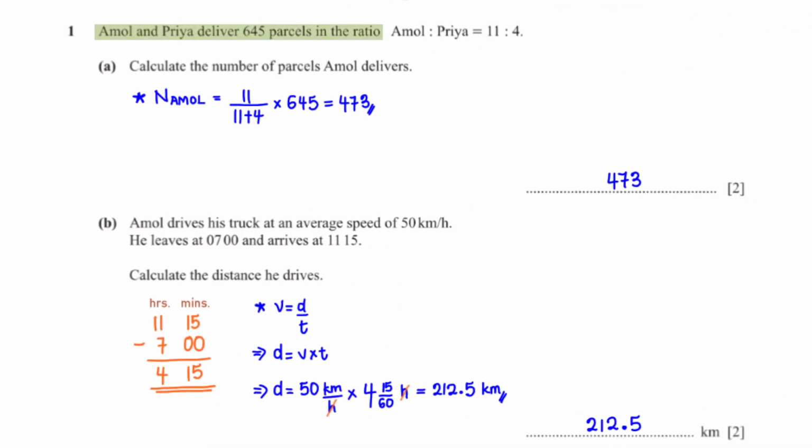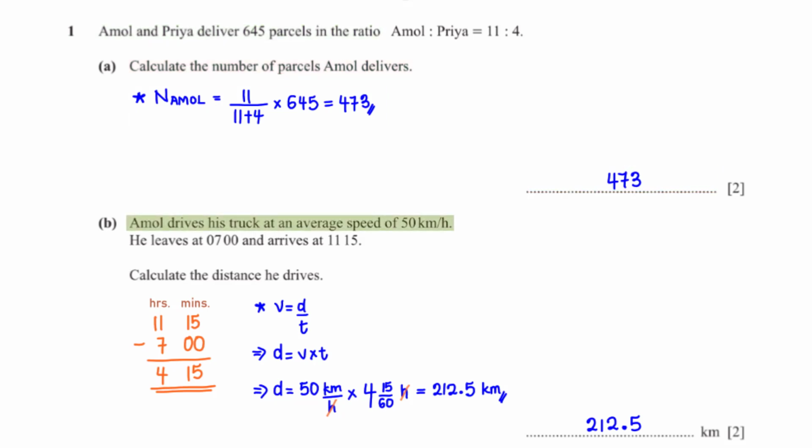Amol and Priya deliver 645 parcels in the ratio Amol is to Priya equals 11:4. Calculate the number of parcels Amol delivers. To get the number of parcels Amol delivers, we divide the ratio share for Amol, which is 11, by the total ratio, which is 11 plus 4, and multiply by 645. This gives us 473.